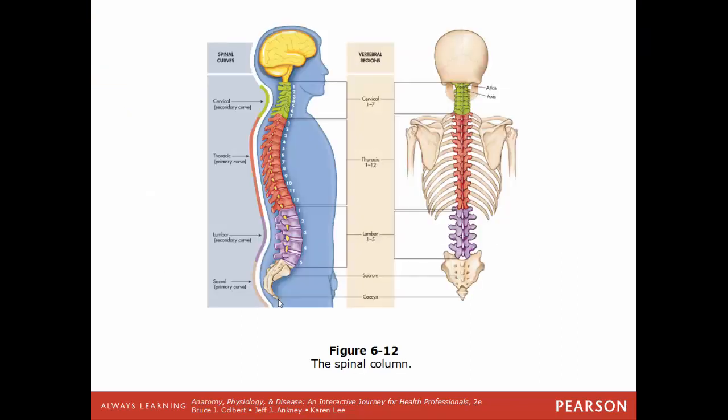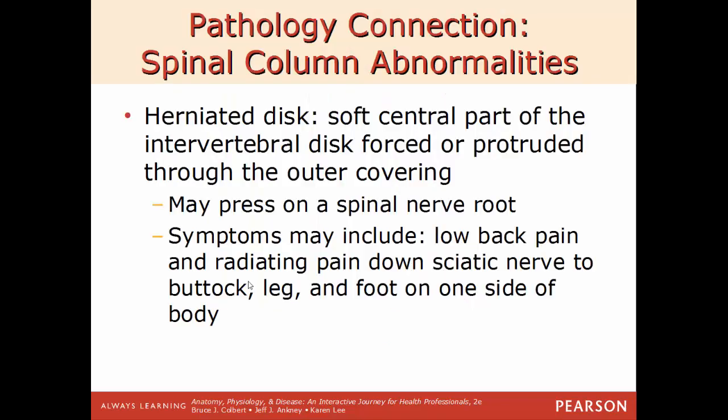So going back to this image here, a secondary curve here at the neck region, primary curvature at the thoracic, another secondary curve in the lower back in the lumbar region, and then another primary curvature in the mid-buttock or the sacral region. Alright, next we'll talk about another pathology connection, so spinal column abnormalities.